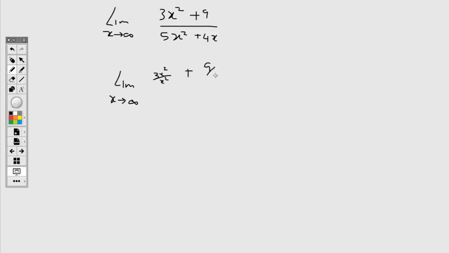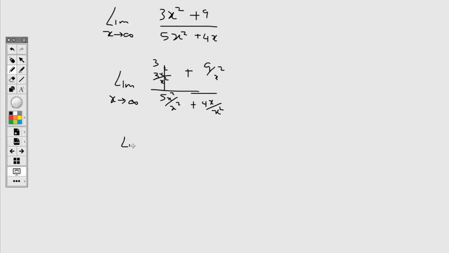9 divided by x squared. So every single term, we are going to divide it by x squared. So we have 5x squared divided by x squared plus 4x divided by x squared. And let's simplify. Now, this will give us 3 because the x squared cancels.